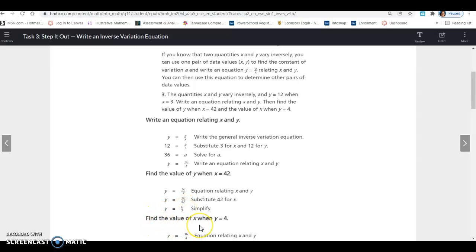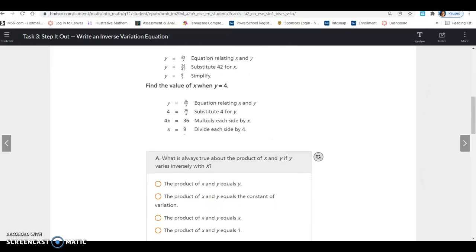Then it says find the value of x when y is 4. Alright, same kind of thing. We go back to y equals 36 over x. That's our equation. And this time we're going to put y equals 4. So you can multiply both sides by x. You always multiply by what's in the denominator. So multiply both sides by x, then divide by 4 to get x equals 9.